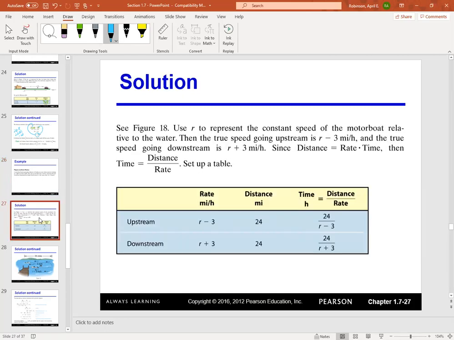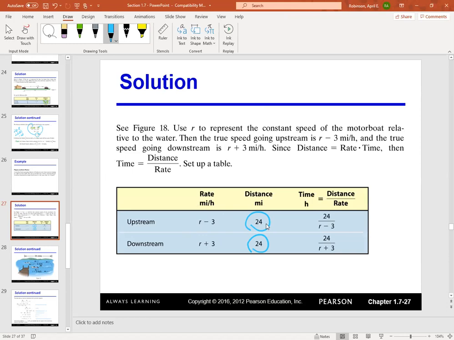Where's the 6 hours? They didn't put it in there. Well, they said that the time was 24 divided by R minus 3. I'm not seeing the 6 in here at all yet. Okay, we got the rates. The distance would just be, this 24 is just going upstream or just going downstream, one or the other. Whether you're going upstream or downstream, it's 24 miles.